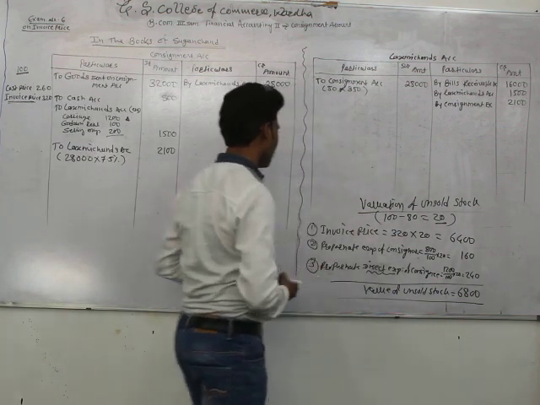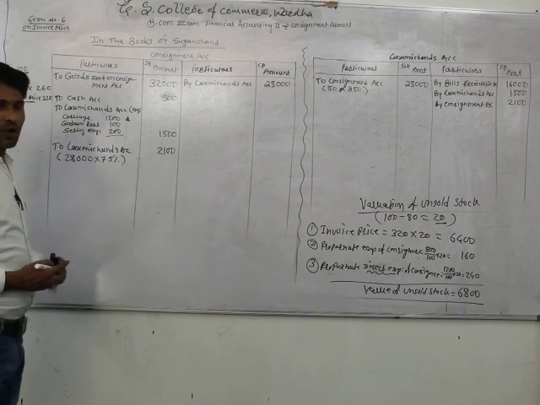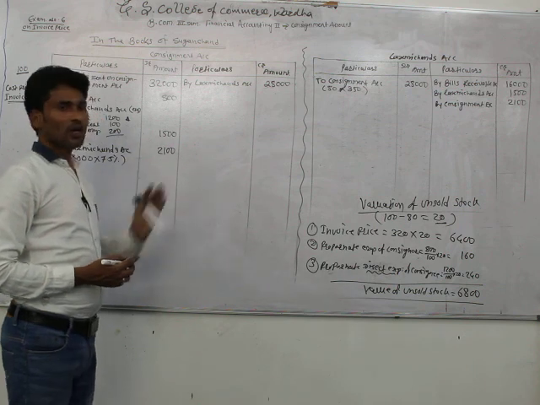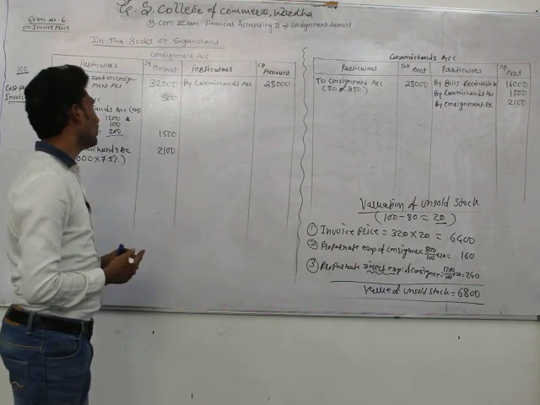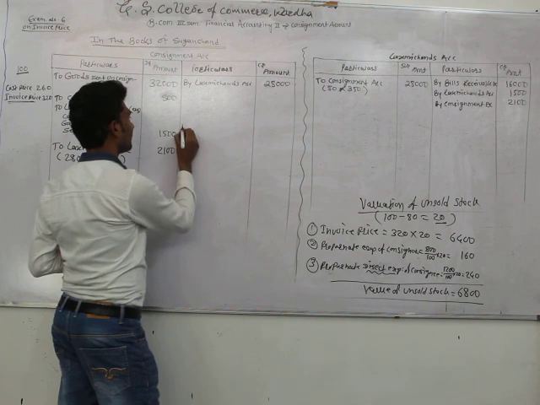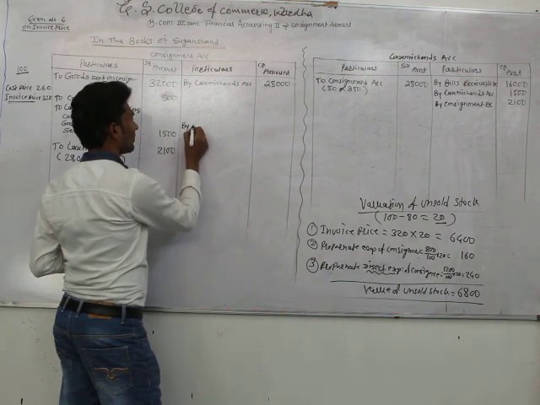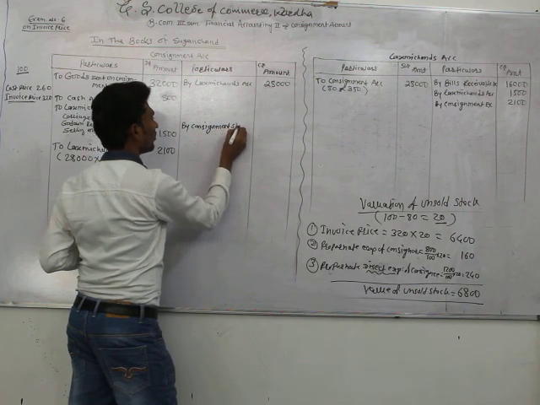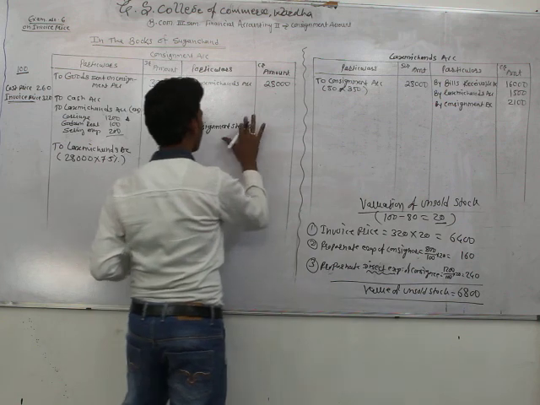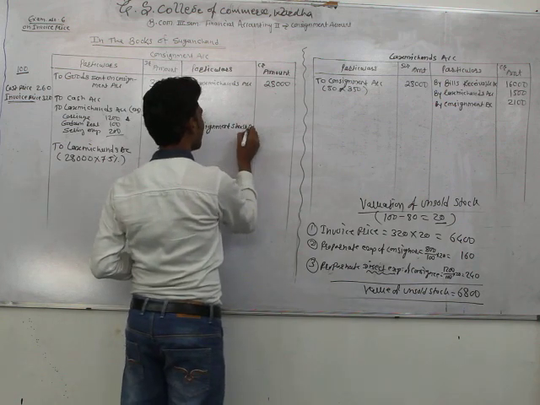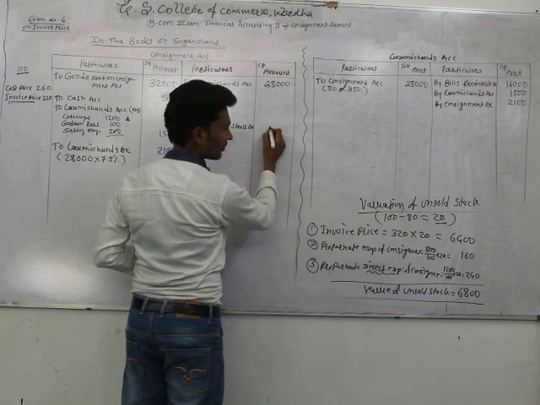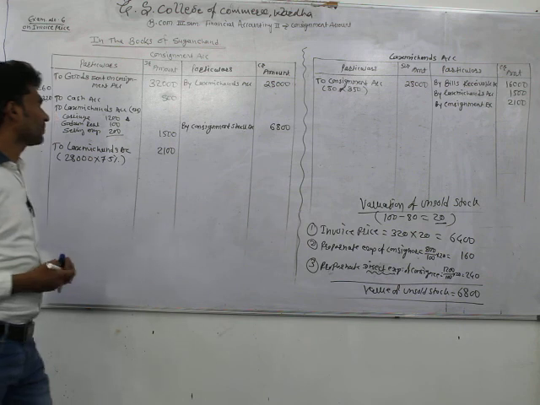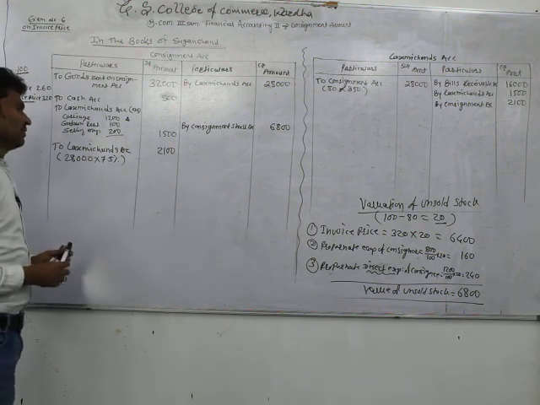As per invoice price. Okay, unsold stock, consignment stock. So entry for that, consignment stock account debit and consignment account credit. So write at the credit side by consignment stock account, 6,800. Okay, the information is over.